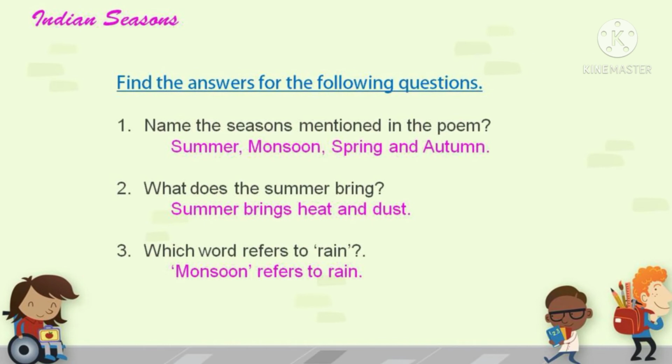Find the answers for the following questions. Name the seasons mentioned in the poem. Summer, monsoon, spring, and autumn.